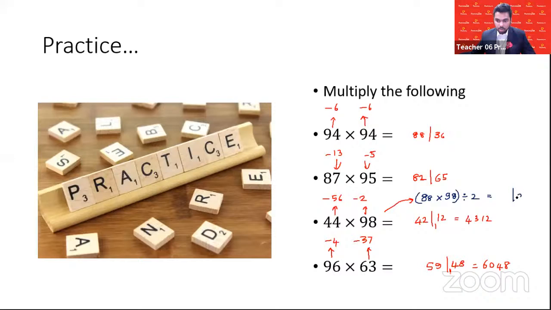So you're going to get 24 on one side, and you have to do 88 minus 2, which is 86. So half of this is going to be your answer for 44 into 98. So this is going to be 43 and 12.